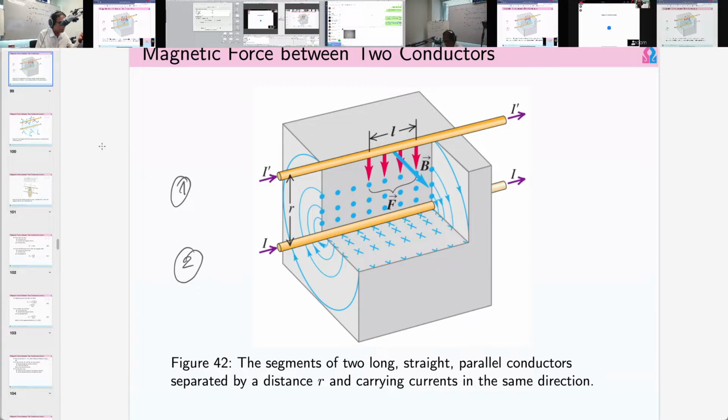But we will take a look first at the force that would happen at the upper conductor, which is the number one conductor.